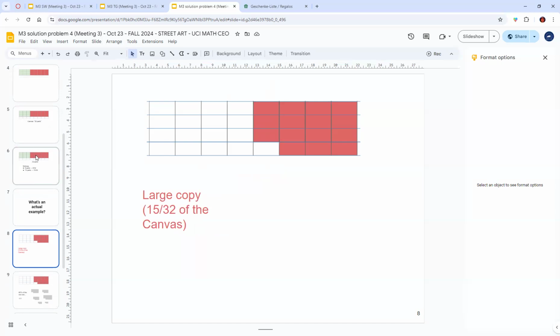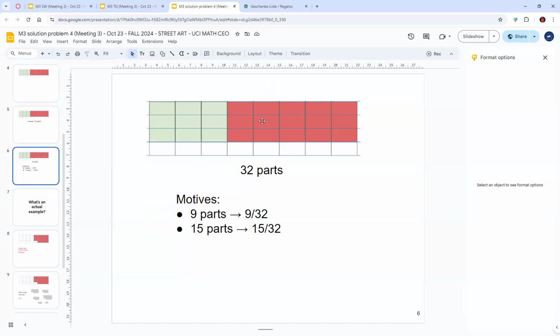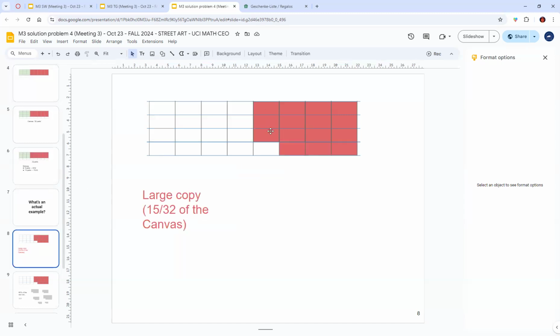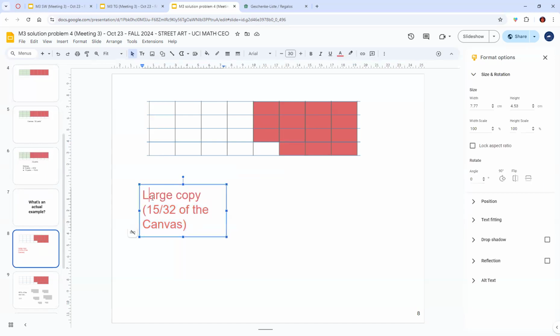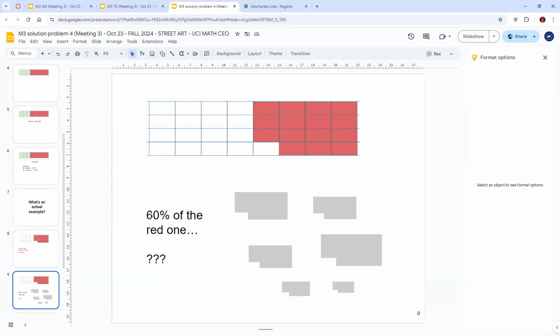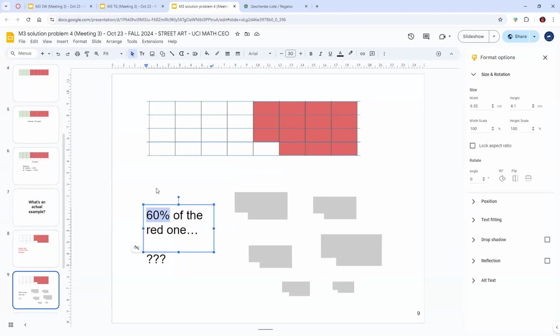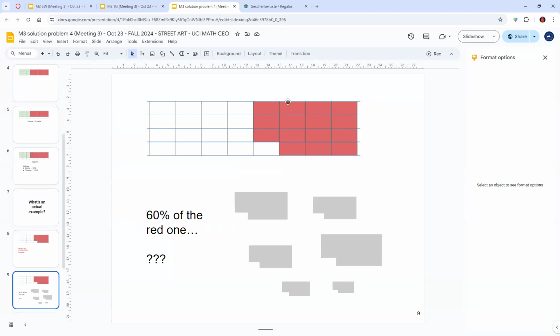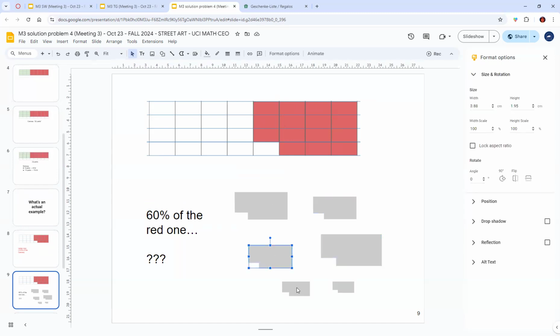You could start with a copy that's a slightly different version of this one. We just give room for the other scale version. It would have 15 parts, so that is 15 over 32 of the canvas. That would be the large copy of the motif. You can see 3, 3, 3, 3, and 3 here, so that's 15. And then the other copy, remember, must be 60% of the size of the red one. So which one will do it?